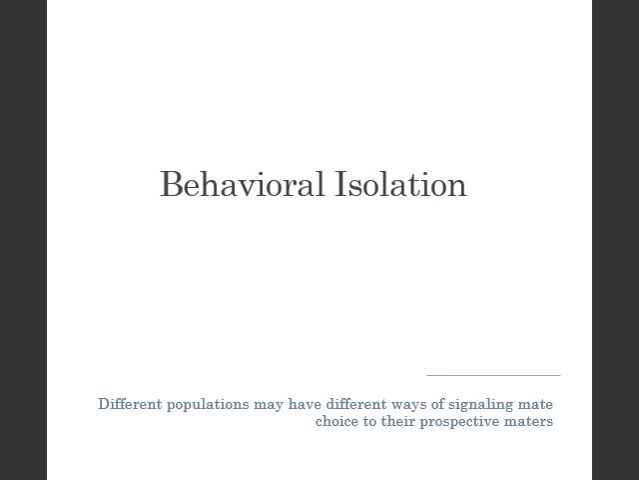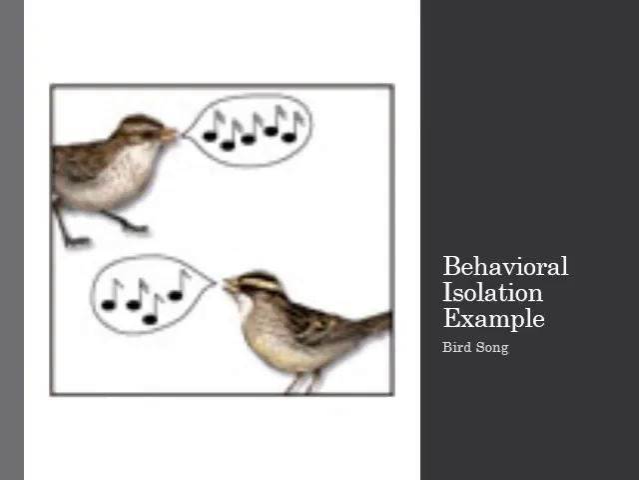Behavioral isolation. Different populations signal their mate in different ways. And if you misread those cues, you lose. One example, probably the best known example, is bird song. You've heard bird song before, right? Birds singing. And you think, oh, the birds sound really nice today. Birds are saying one of two things. Get the hell out of my area. Please mate with me. Those are the two things birds are saying all day when they're singing.